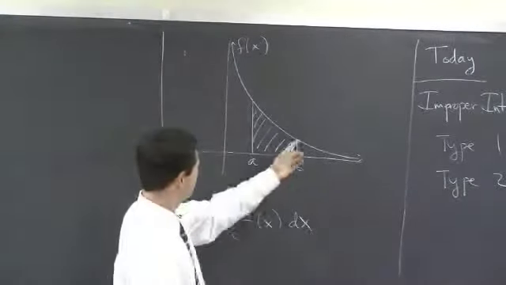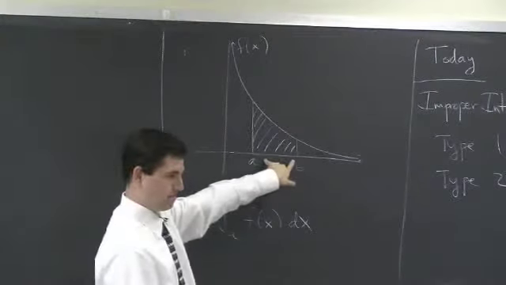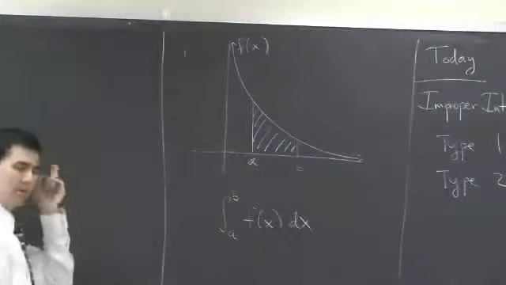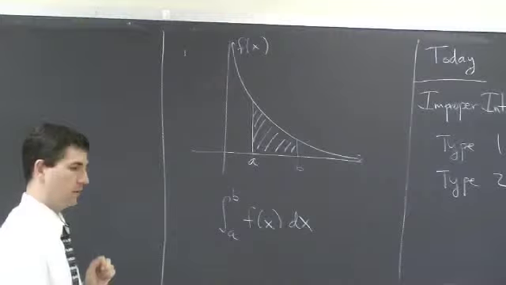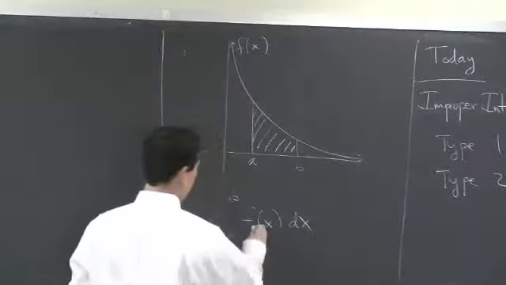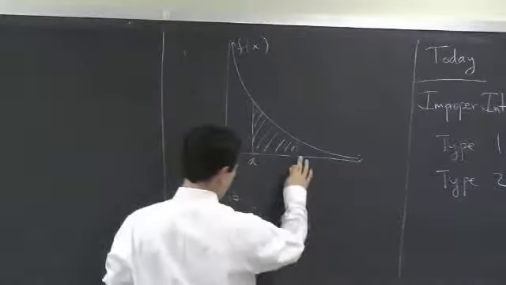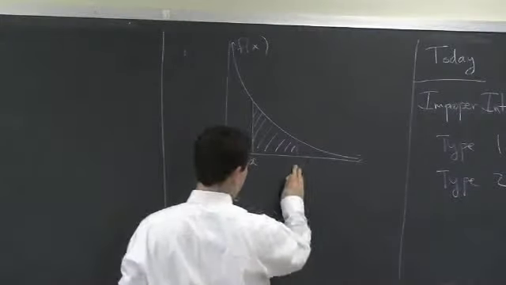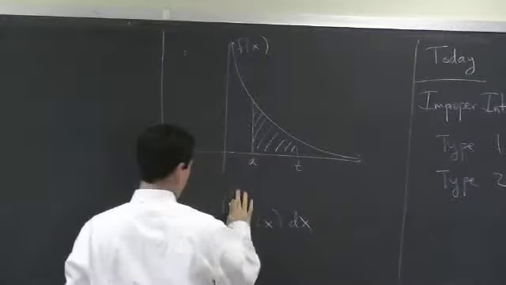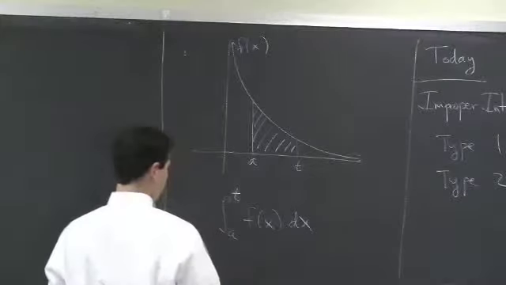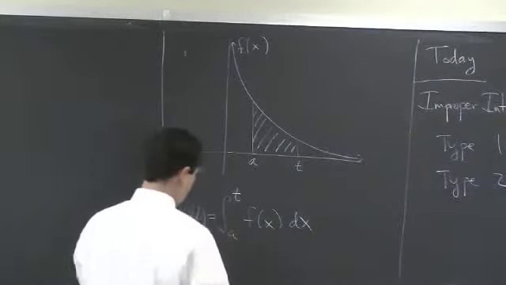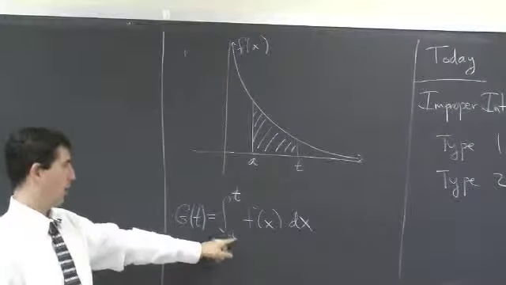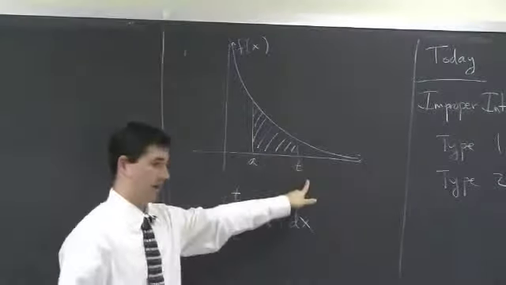Okay, so I can compute this area. Now remember when we talked about the fundamental theorem of calculus, FTOC, we had this special function called g of t. Let me, just for fun, replace this b here with t, just so it looks like what we did in the old days. Remember we defined this g of t as the area under the curve between a and t.